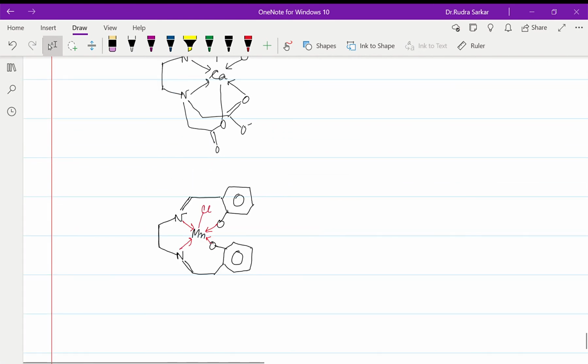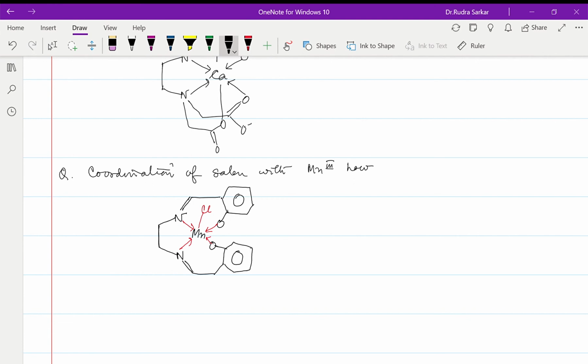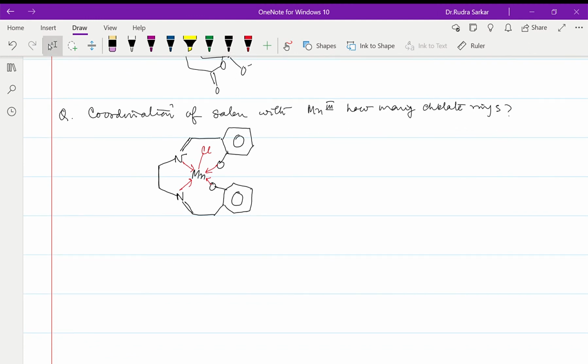I just missed the hydrogens. Let me write the hydrogens over here. Oh no, it's okay. So this is coordination of salen with Mn3+. How many chelate rings, or 5-membered rings, are formed over here? Alright, so that is what it is.